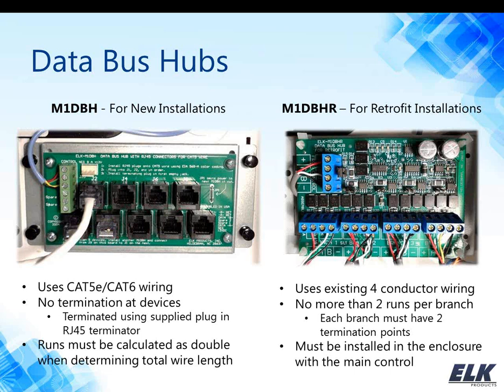Now, I did mention that you can only have 4,000 feet total length on this. When you're using the M1DBH, you have to calculate the wire runs as double. So if I've got a keypad using this and it's 100 feet away, I have to pretend that that is actually 200 feet out there, instead of just 100.